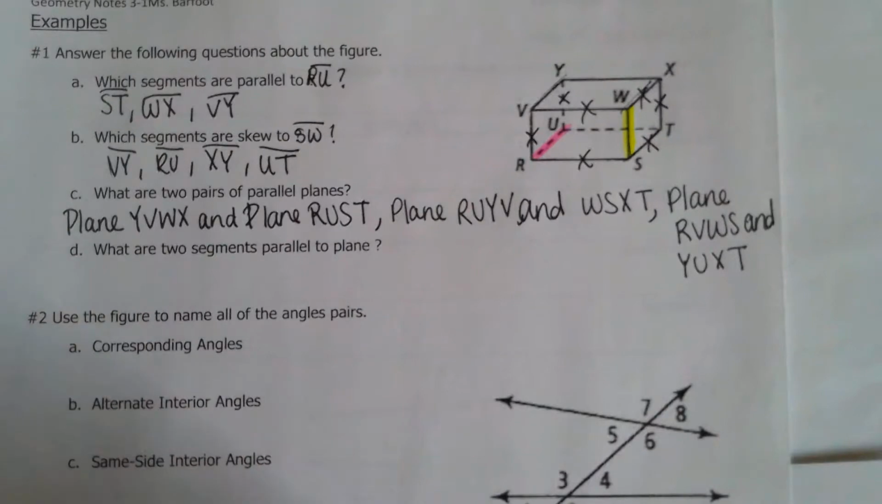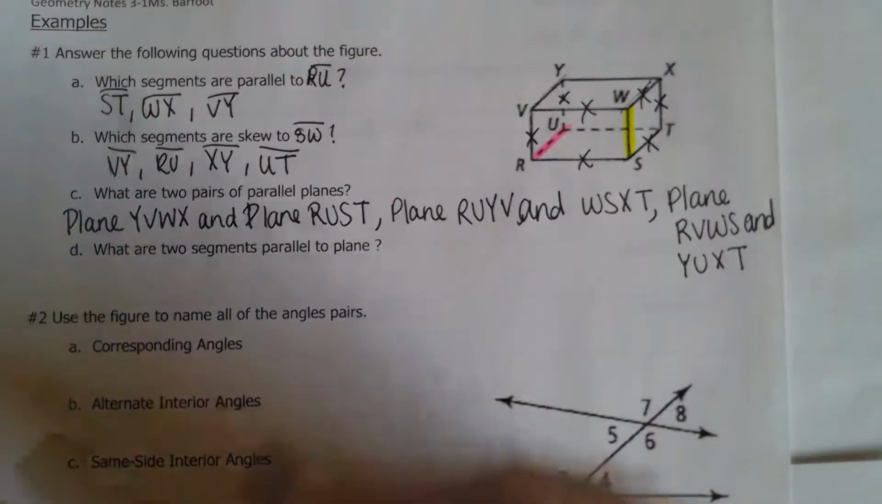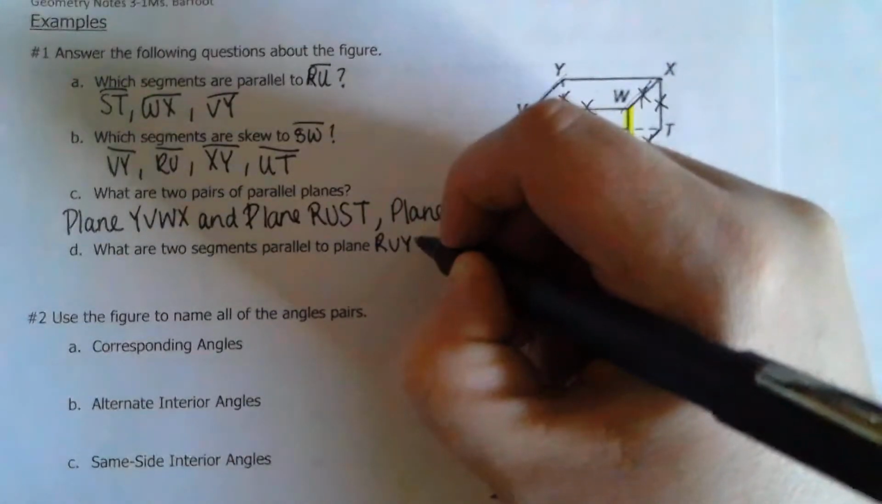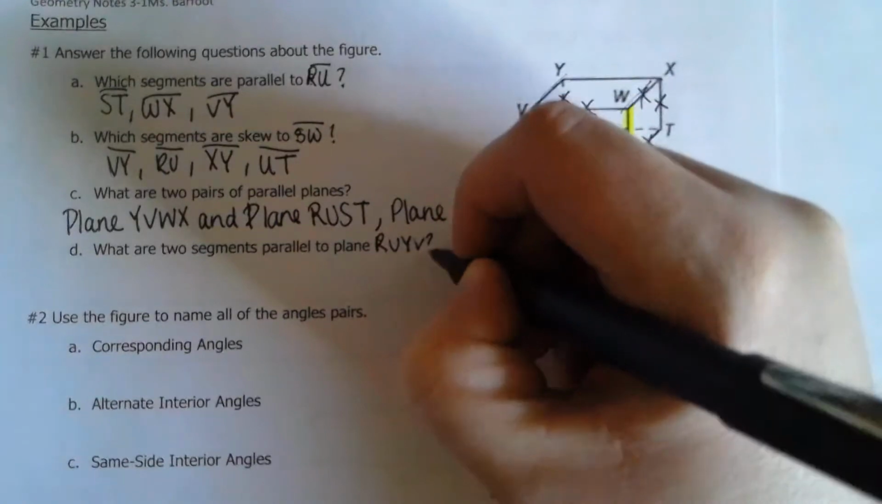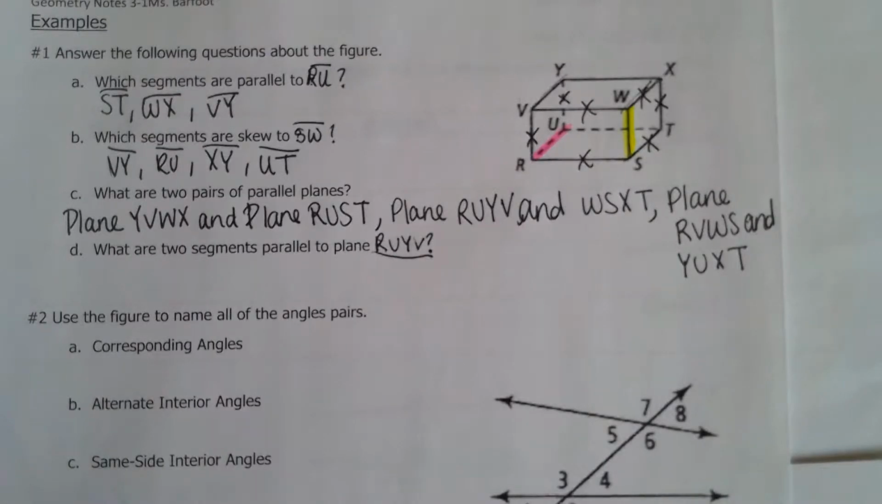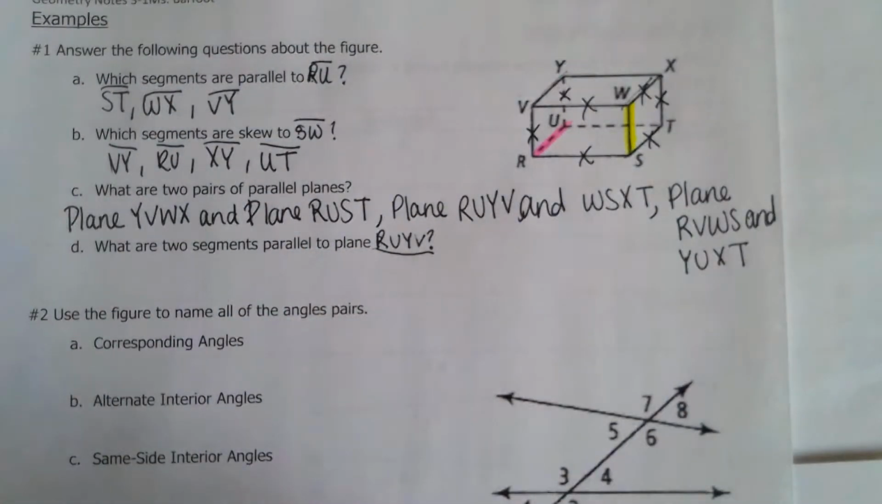Last question on number 1. What are 2 segments parallel to plane, and this should say plane RUYV. Sorry, that did not get typed out. So we're going to look at RUYV, which is, let me grab a different highlighter.